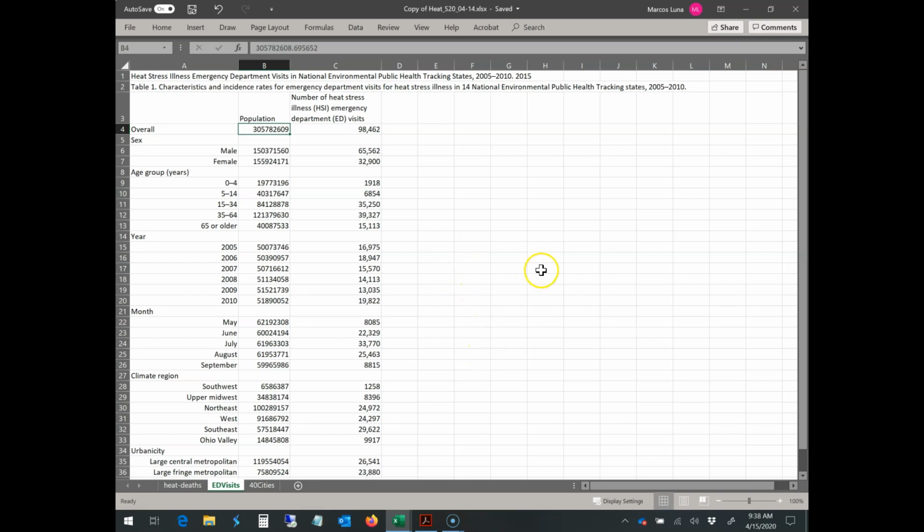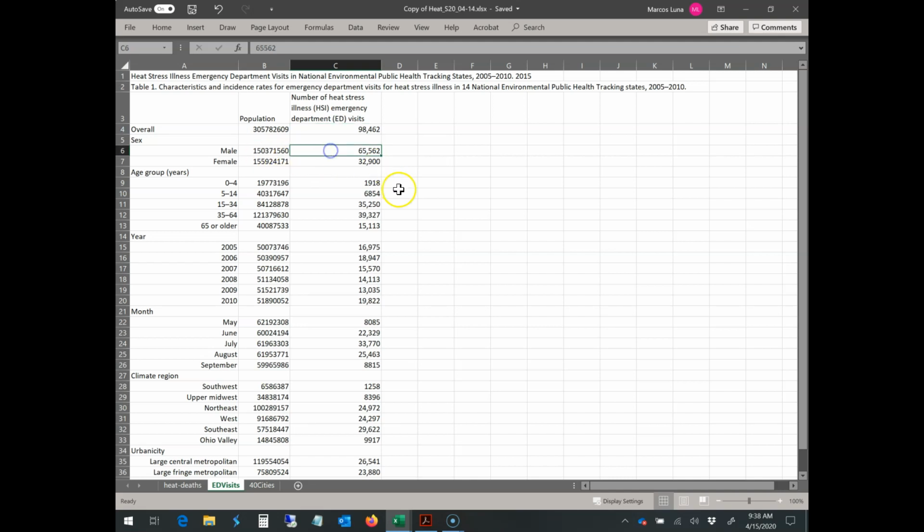So what we have here is the numbers of people who were tracked over that time period, and these are broken up into different groups. We have both their populations over that time period, and then we also have the number of people from those groups that ended up in the emergency department because of heat stress or heat-related illness. So, for example, this number right here, 98,000. So 98,000 people over that time period ended up in the emergency department as a result of heat-related illness.